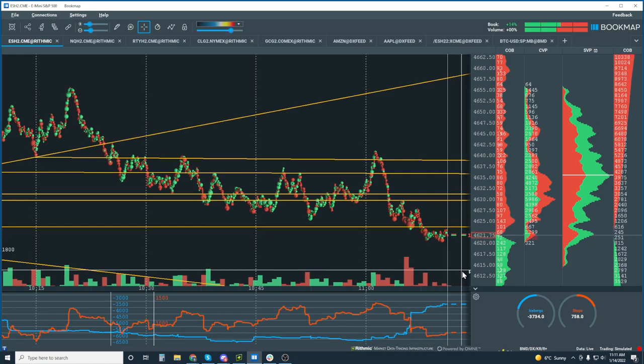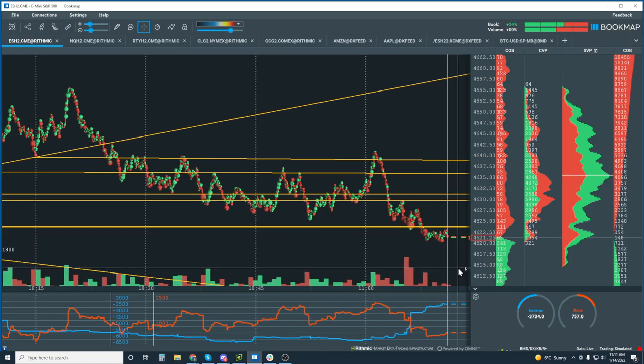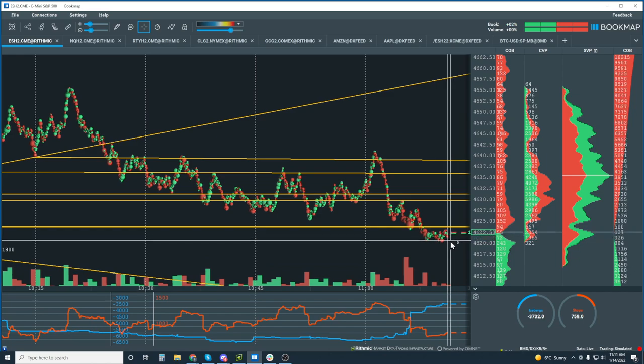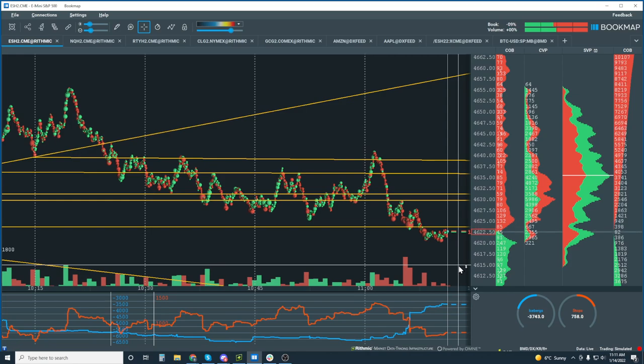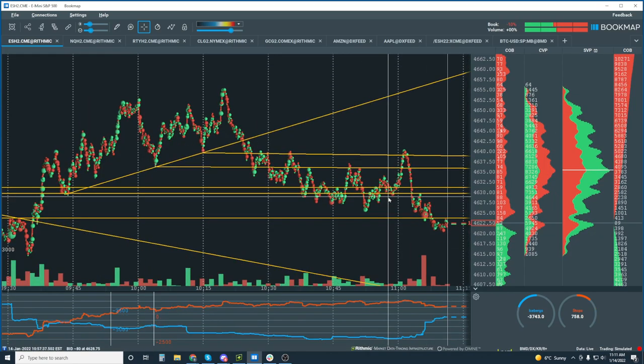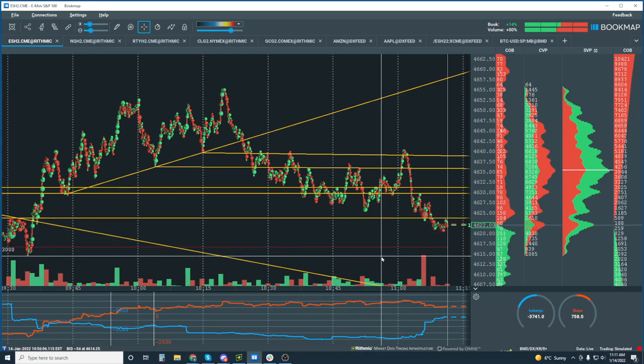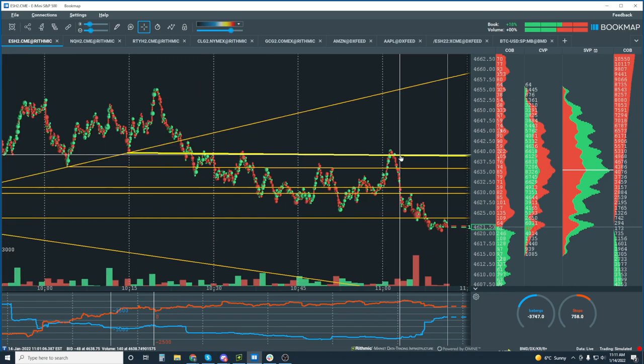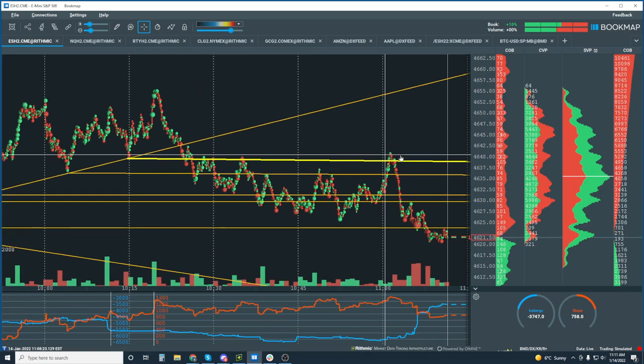Okay, so that's the scenario. Else, I'm looking for more sellers down here at 20 to drive it lower. Now that would be low of day, right? Yeah, down here around 15.